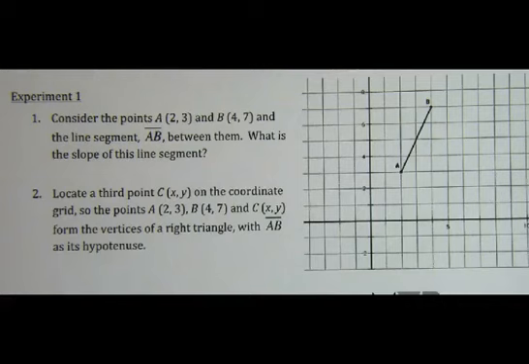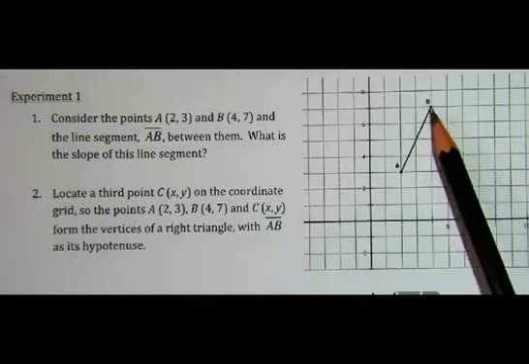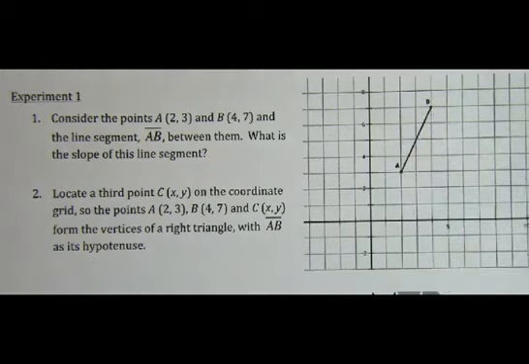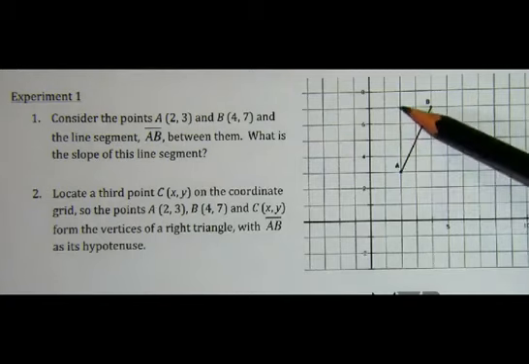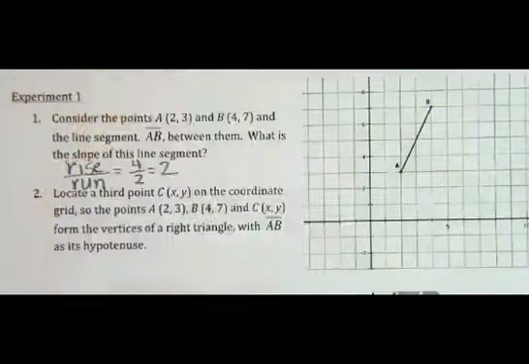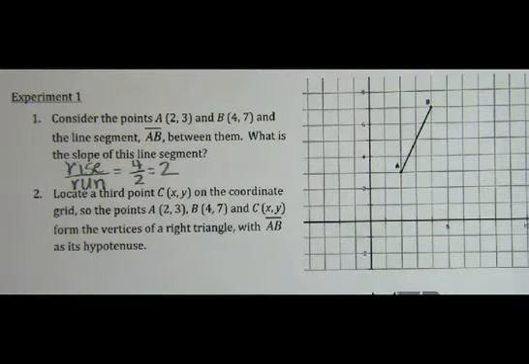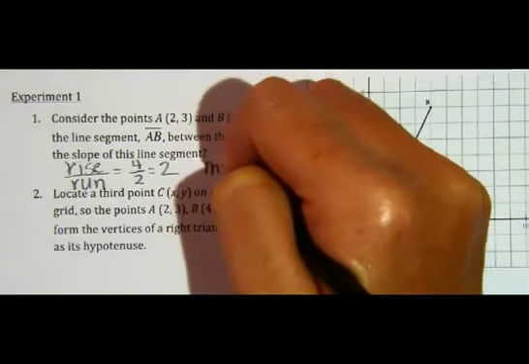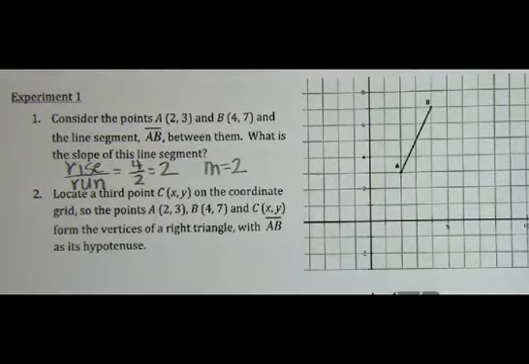In Experiment 1, points A and B have already been plotted, as well as the line segment AB between them. To find the slope of the line segment, we can use rise over run. We will rise 4, run 2. The slope of line segment AB is 2. Now we're going to locate a third point, C, on the coordinate plane so that A, B, and C form the vertices of a right triangle with AB as its hypotenuse.